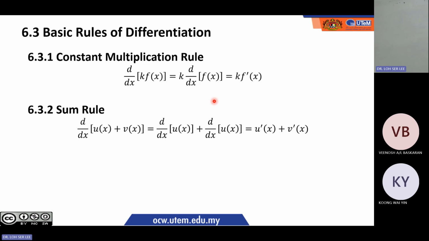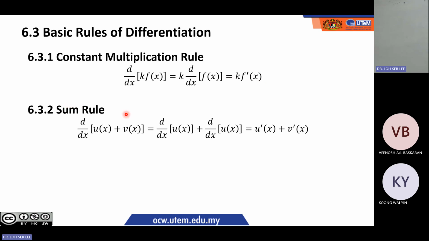Now we look at the basic rules. This one you just treat as revision. When we have a constant multiplication rule, when we have a function multiplied by a constant, that constant we put outside. We just differentiate the function in x. Then we get f prime x.